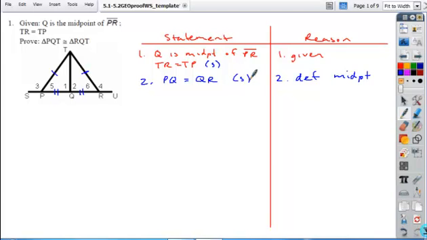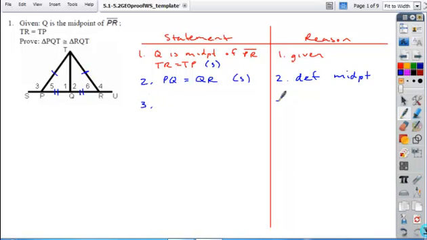Okay, so this gives us a second pair of sides as far as our three elements go. So we either need to find the included angles as being equal, or we need to find the other side as being equal. In this particular case, you can do either. And so I'm going to show you both of them.